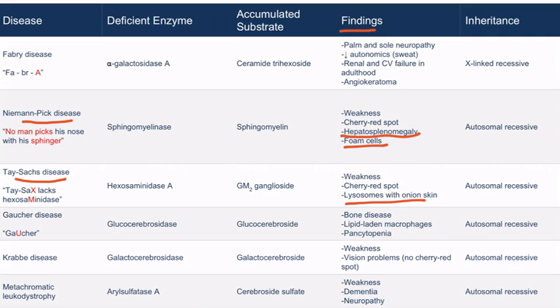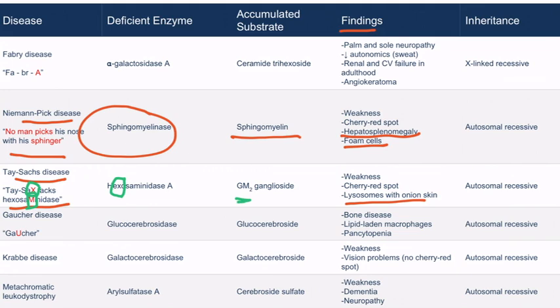The mnemonic, "No man picks his nose with his finger," is helpful in remembering that sphingomyelinase is the deficient enzyme and that sphingomyelin is the accumulated substrate. For Tay-Sachs disease, the mnemonic Tay-Sachs lacks hexosaminidase is helpful. Notice that the X in Tay-Sachs can be used to remember that hexosaminidase A is the deficient enzyme. Also, the M in hexosaminidase helps me remember the M in GM2 ganglioside, which is the accumulated substrate.